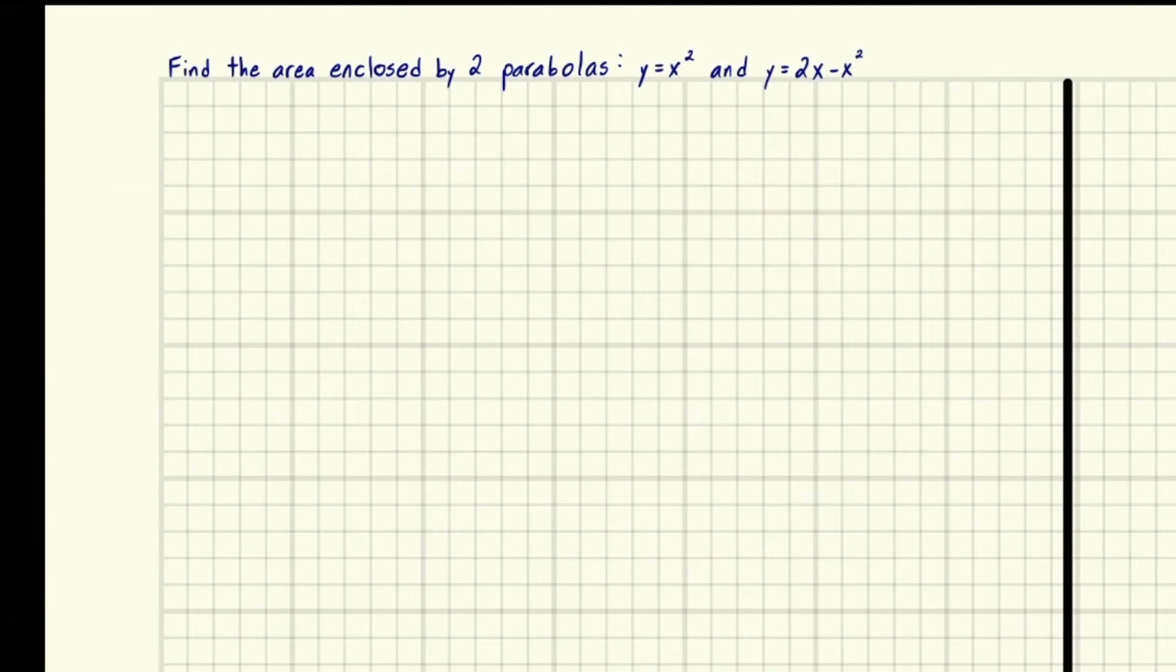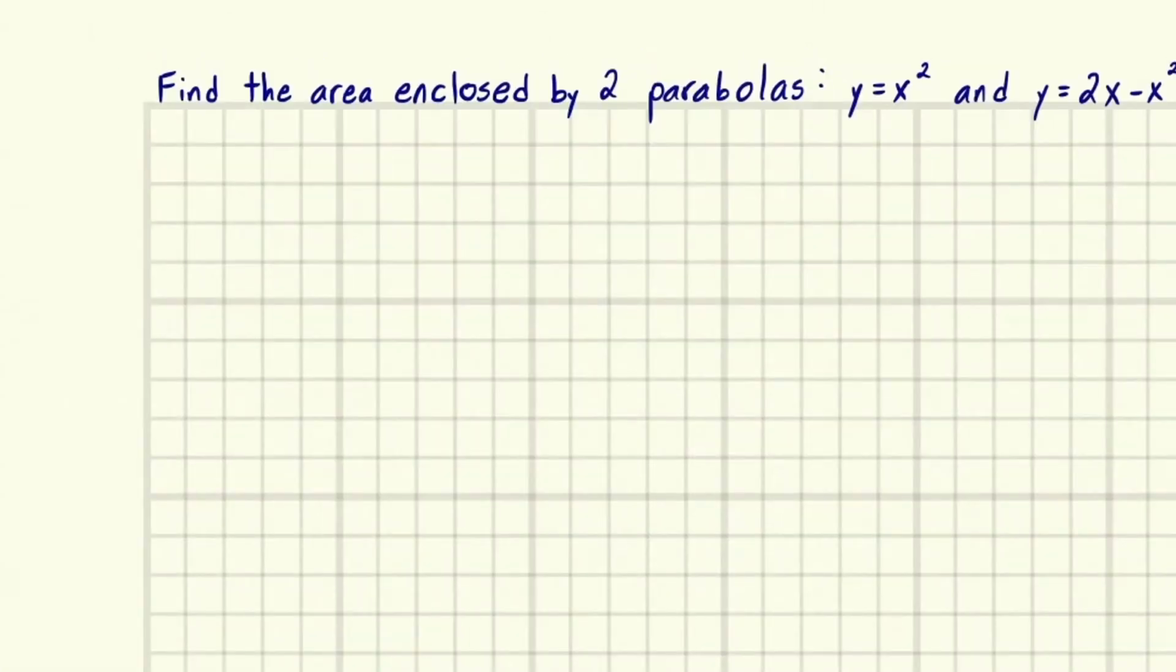Eric Burgess here, and we've been asked to find the area enclosed by two parabolas, y equals x squared and y equals 2x minus x squared. Looking at these, there's a couple ways we could go about it. Let's start out with just a sketch. A sketch is usually, I think, the most straightforward way to do it.